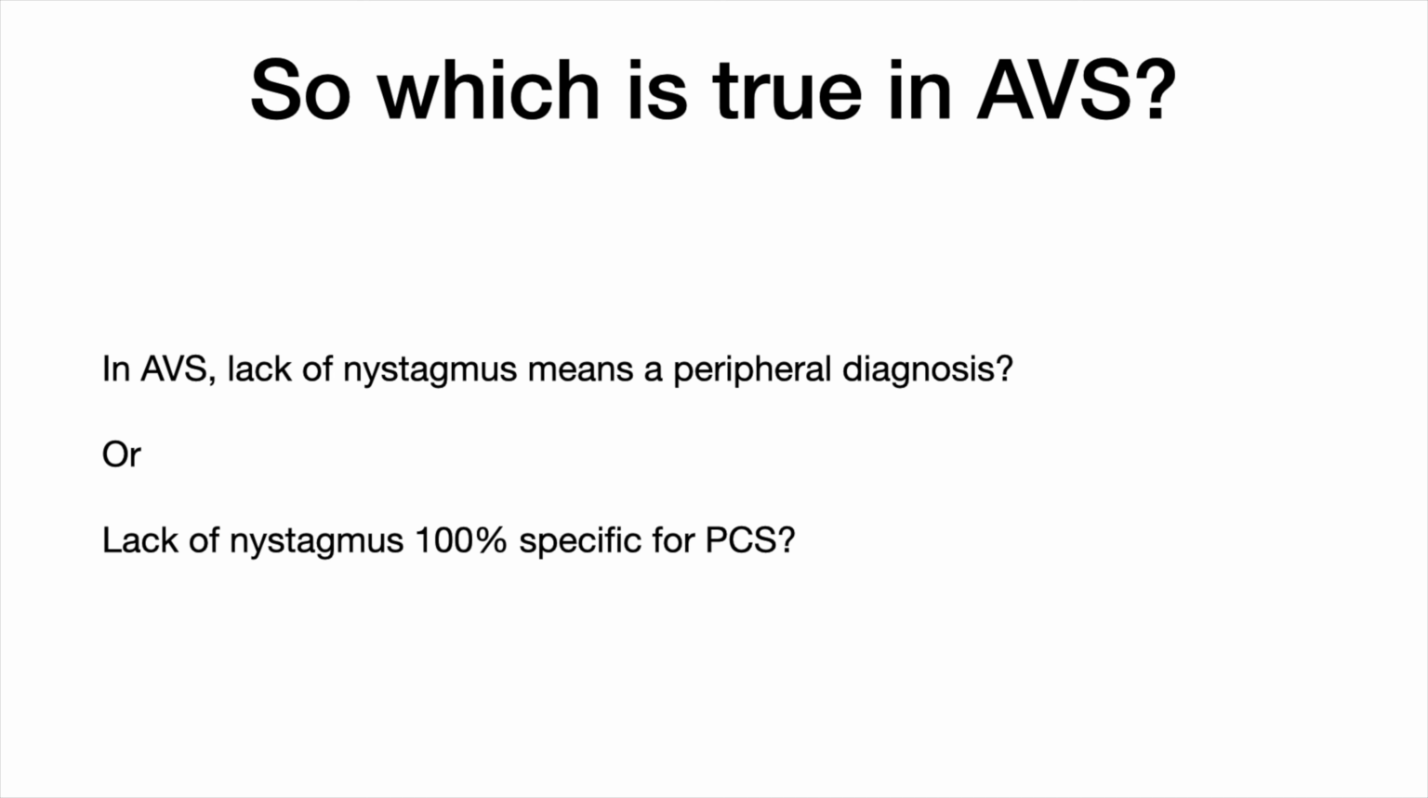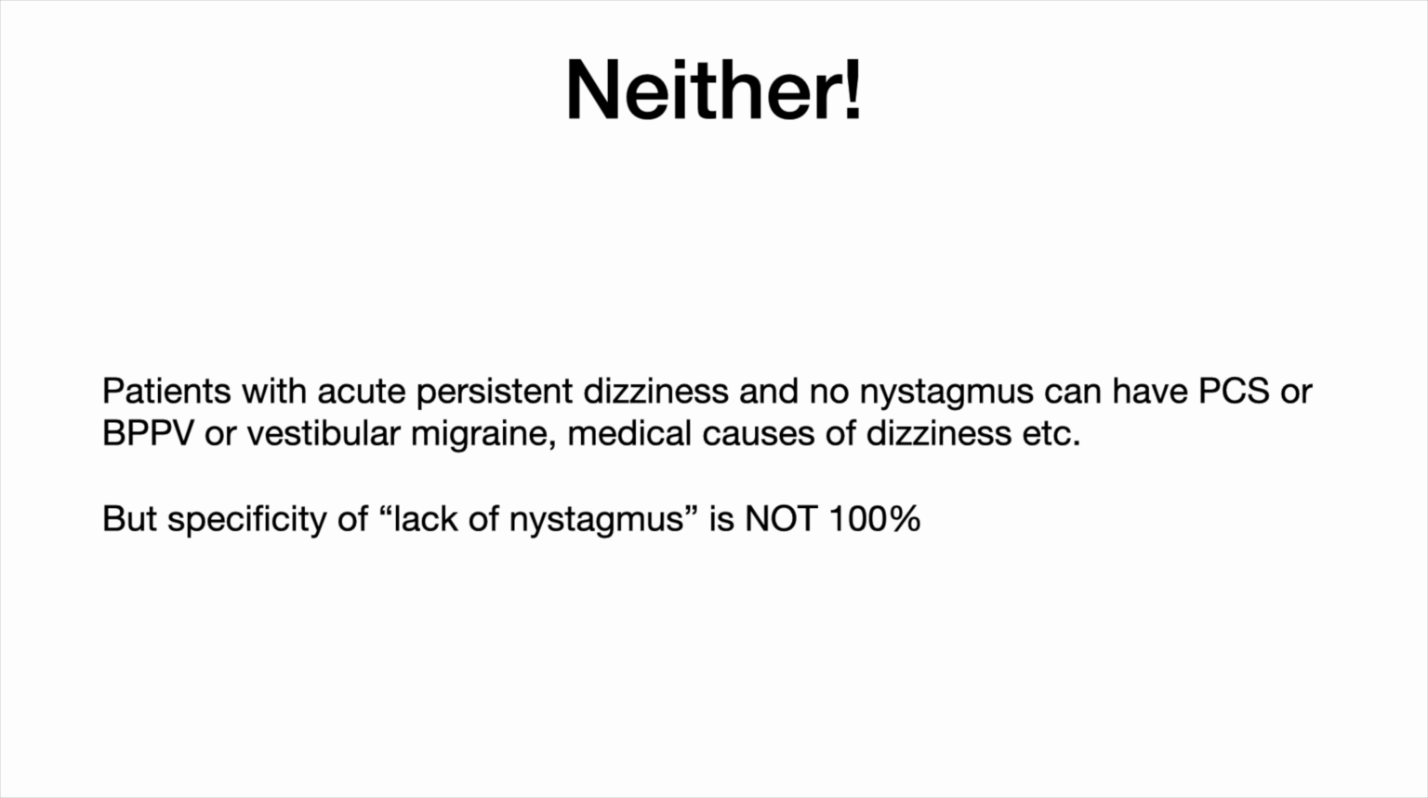So which statement is true? That a dizzy patient without nystagmus suggests a peripheral problem? Or that a dizzy patient without nystagmus is for sure having a stroke? And the answer is neither. Having no nystagmus in a dizzy patient certainly can be a stroke, but can also be BPPV or vestibular migraine or any of many medical causes of dizziness. And certainly seeing a dizzy patient who doesn't have nystagmus does not automatically mean a stroke.